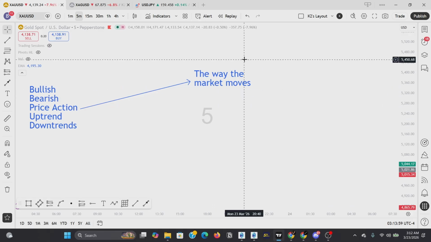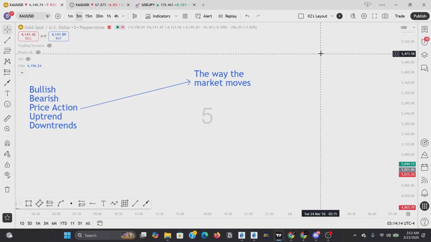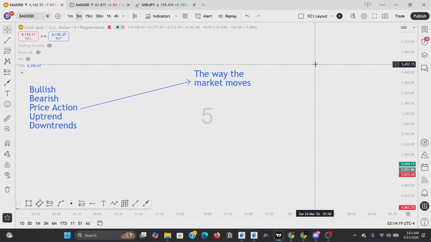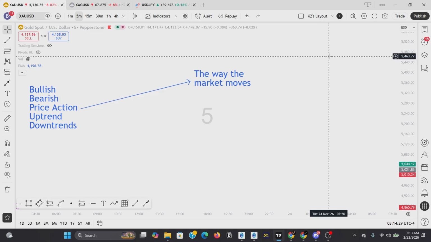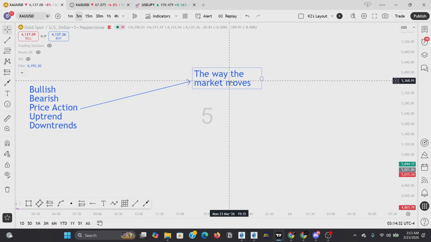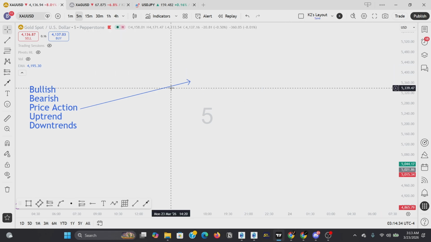It's like saying, okay, I want to buy while the markets are buying, right? If the markets are going up, you go up with the markets. Never fight the markets. The market will tell you what it wants to do. All you need to do is follow it. That's how you make money trading. My way, right? So price action is the way the market moves.